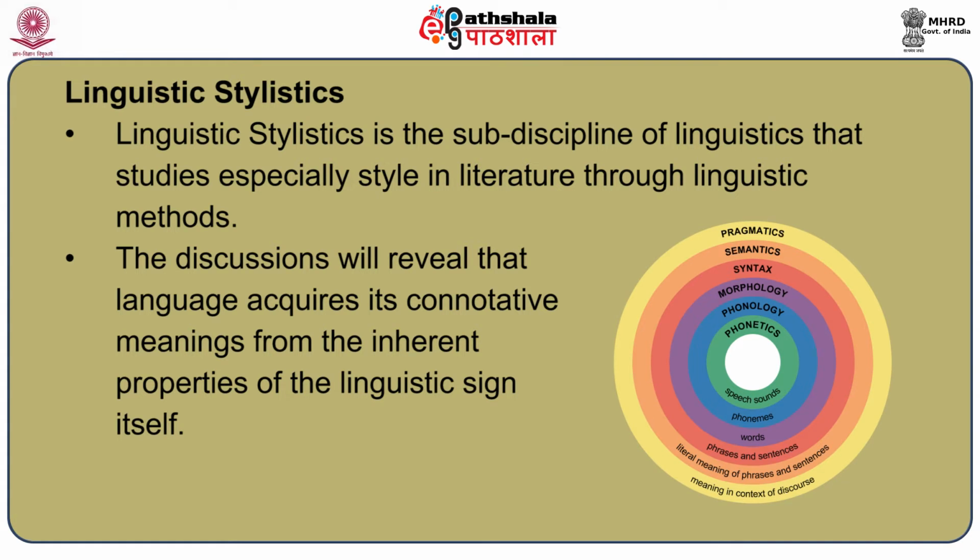Linguistic analysis is generally missing from the analysis of literary texts. What we generally find is that literary texts or literary data is kept out of linguistic analysis. Also, when the English departments study literary texts, they leave out linguistic analysis. Linguistic stylistics is a subdiscipline of linguistics that studies style, particularly in literature. So we will have a discussion on this. We will see how connotative meanings are acquired from the inherent properties of the sign itself.